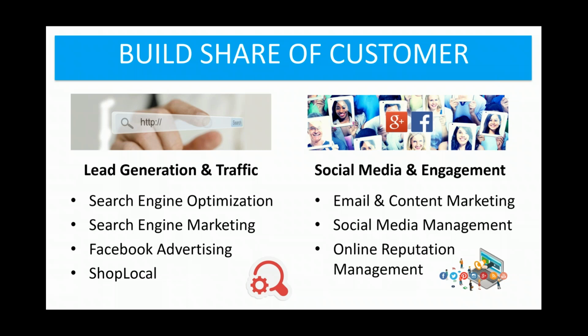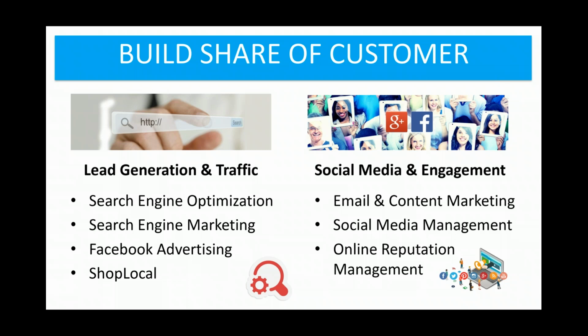So usually when we're talking about ways that we can improve someone's digital marketing beyond their website and their web design, it really falls into two categories, right? The first category would be lead generation and traffic to their business. And those can be satisfied with search engine optimization, search engine marketing like Google AdWords, Facebook advertising campaigns, shop local, maybe even some of our partner store programs or APN technology as well.